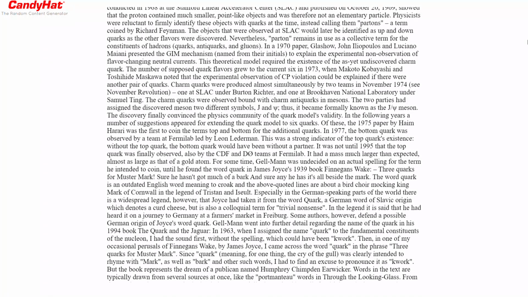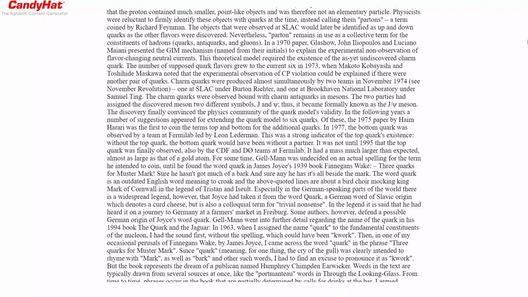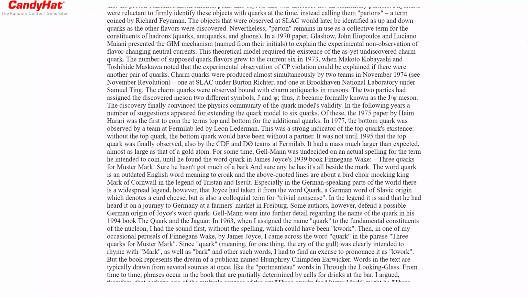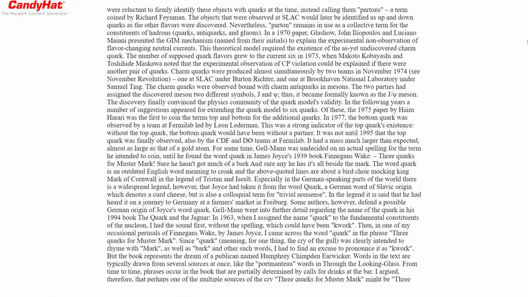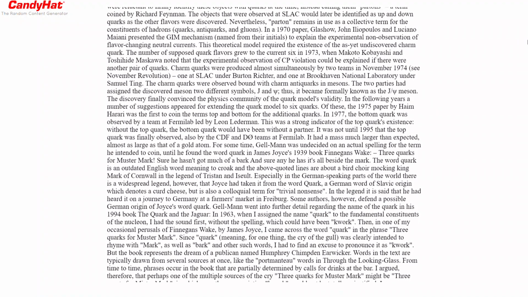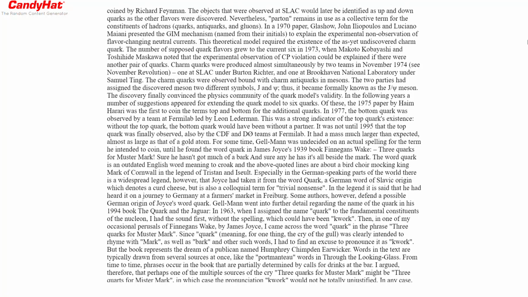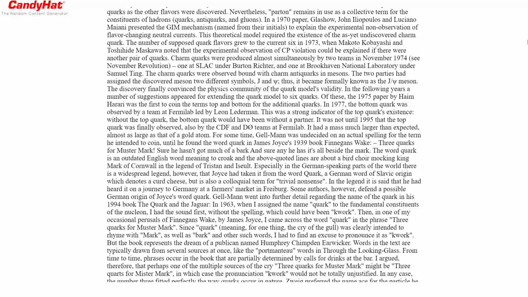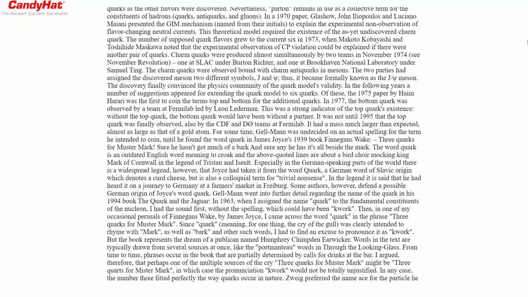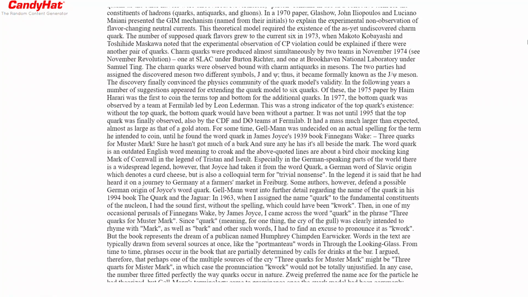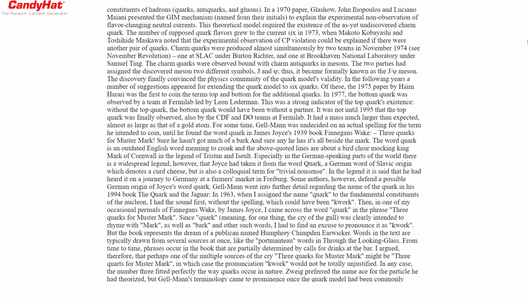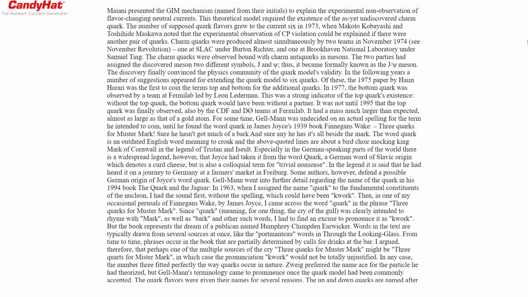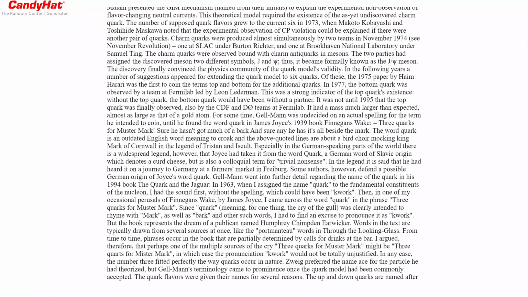But the book represents the dream of a publican named Humphrey Chimpden Earwicker. Words in the text are typically drawn from several sources at once, like the portmanteau words in Through the Looking-Glass. From time to time, phrases occur in the book that are partially determined by calls for drinks at the bar. I argued, therefore, that perhaps one of the multiple sources of the cry 'Three quarks for Muster Mark' might be 'three quarts for Mr. Mark,' in which case the pronunciation quirk would not be totally unjustified. In any case, the number 3 fitted perfectly the way quarks occur in nature." Zweig preferred the name ace for the particle he had theorized, but Gell-Mann's terminology came to prominence once the quark model had been commonly accepted.